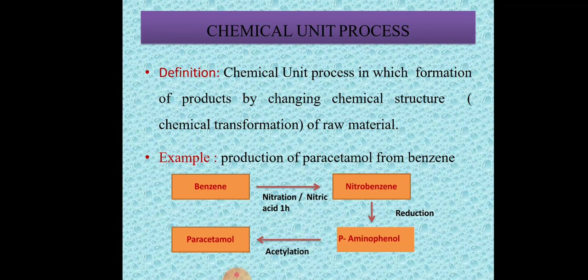For example, production of paracetamol from benzene. If we have benzene, we perform a nitration process on benzene and obtain nitrobenzene. Then we perform reduction on nitrobenzene and get para-aminophenol, and para-aminophenol undergoes acylation, and we get paracetamol. So we make structural changes on benzene to obtain paracetamol.